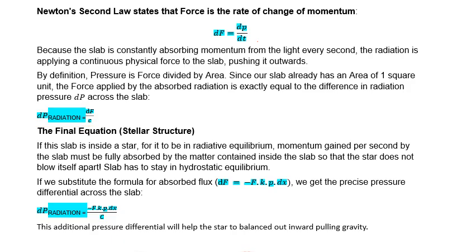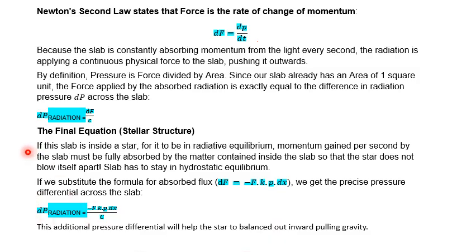So the pressure is equal to the flux divided by the speed of light. We calculated the flux to be F kappa rho dx. We put it in and we get the relation that we see here. F kappa rho dx upon C is the radiation pressure.